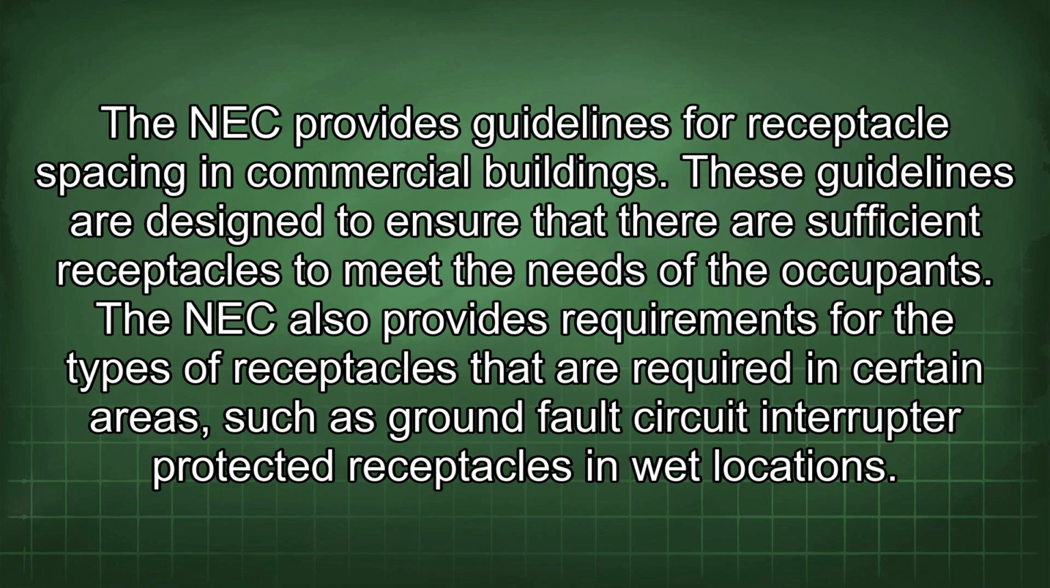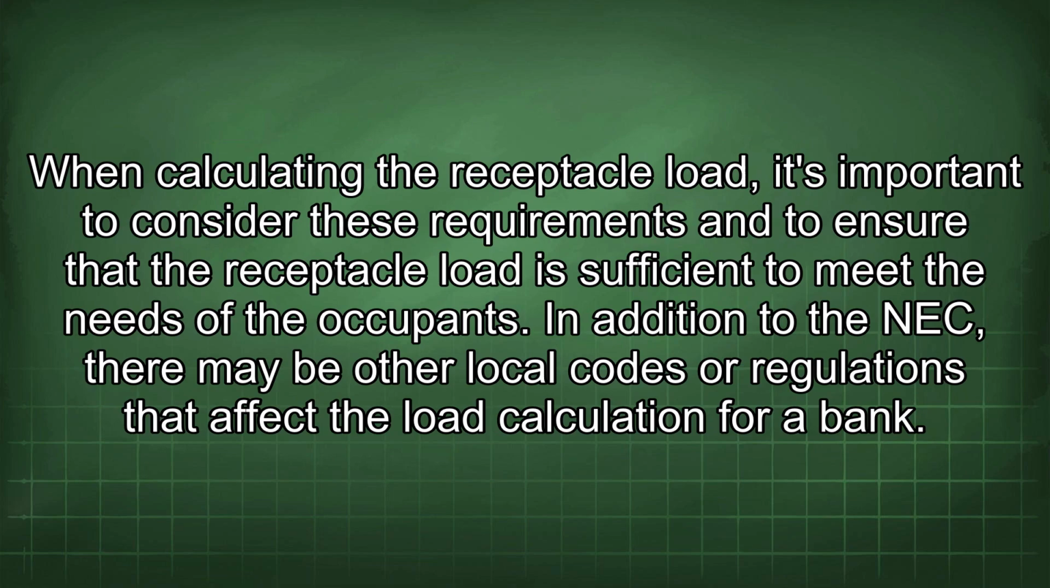The NEC provides guidelines for receptacle spacing in commercial buildings. These guidelines are designed to ensure that there are sufficient receptacles to meet the needs of the occupants. The NEC also provides requirements for the types of receptacles that are required in certain areas, such as ground fault circuit interrupter protected receptacles in wet locations. When calculating the receptacle load, it's important to consider these requirements and to ensure that the receptacle load is sufficient to meet the needs of the occupants.